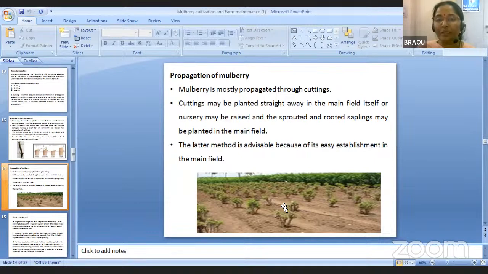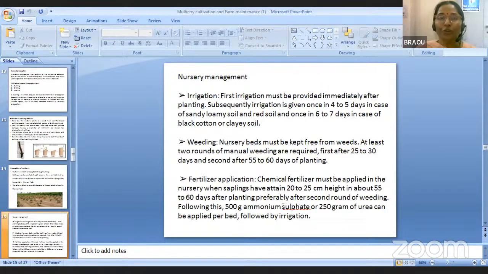So what is the latter method? It is the saplings, that is the cuttings that you take, and you can just directly raise them. How are you going to manage? Once you have sown them, or once you have placed them in the soil, what is necessary for managing the nursery?